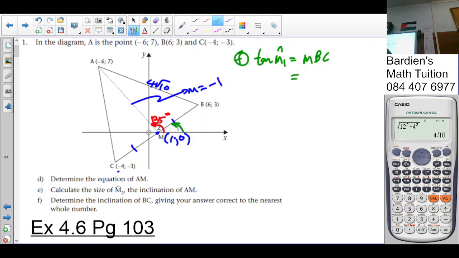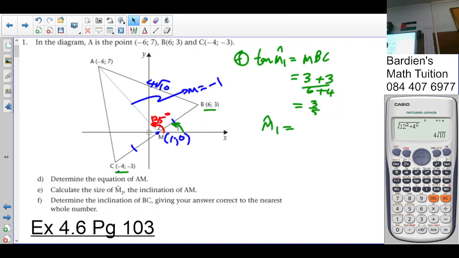How do you work out the gradient? Change in y by change in x. So it's going to be 3 minus -3 over 6 minus -4. It's going to give you 6 over 10, which is 3 over 5. So arctan of 3 over 5. Arctan of 3 over 5 is 31 degrees.